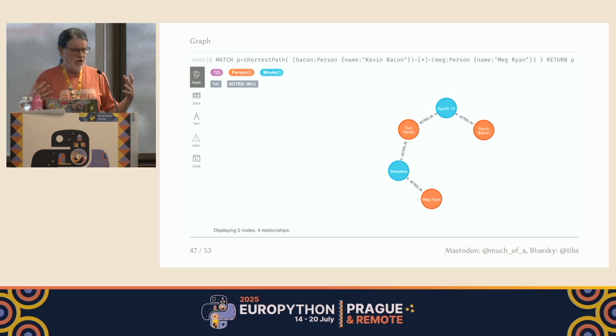And it has a visualization tool, which is really important for graph databases, I think. And here we can see the answer. The answer is 2, because Kevin Bacon goes to Tom Hanks through Apollo 13, and then goes to, I can't read that on here, to Meg Ryan, so that's a link of 2.